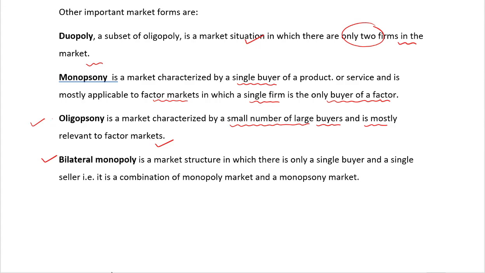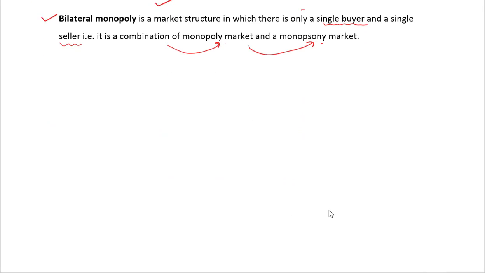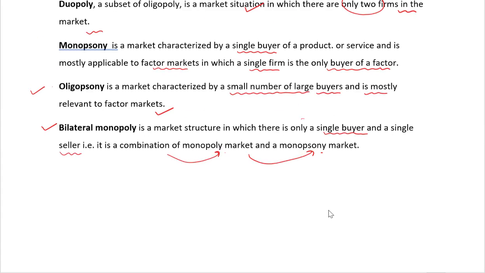And the last is bilateral monopoly, a market structure where there is a single buyer and a single seller. That is, it is a combination of a monopoly market, with a single seller, and a monopsony market, that is a single buyer. I hope you must have understood it well till here.